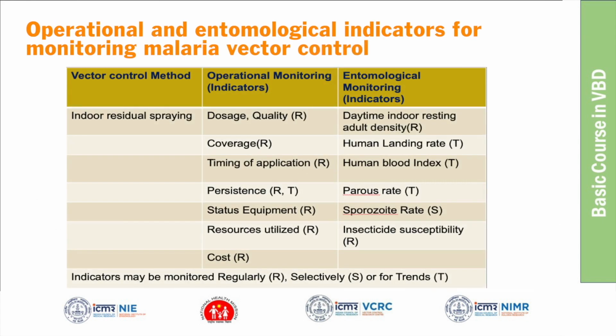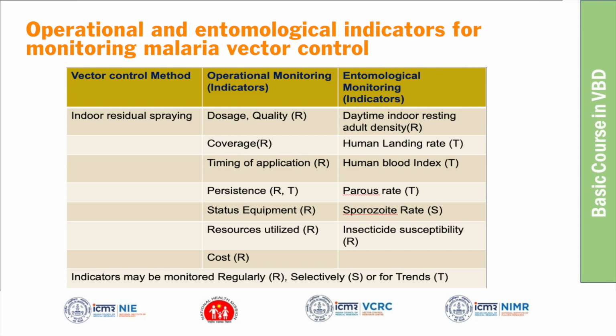So now we are given a table. It gives everything. What is the first column? Vector control method: indoor residual spraying. What are the operational indicators? The dosage, whether the correct dosage is applied. Quality, whether it is uniform spraying or patchy. Coverage, household coverage, times of application, persistence, that is residual activity. So these are the operational indicators.